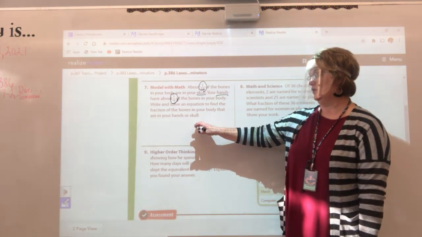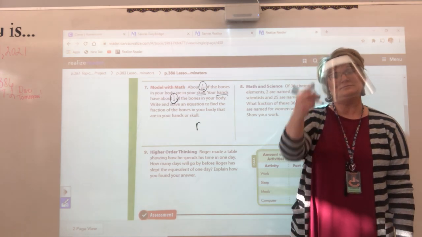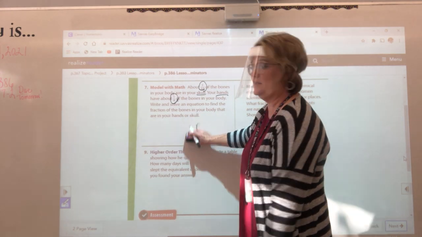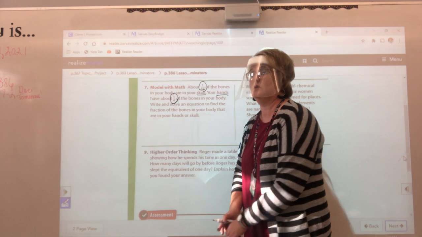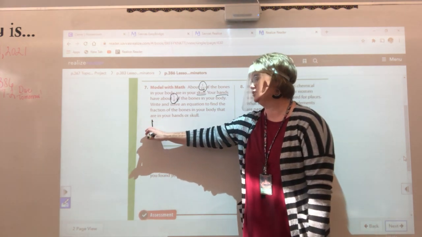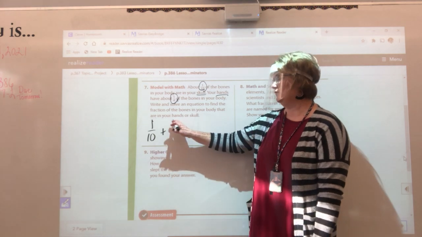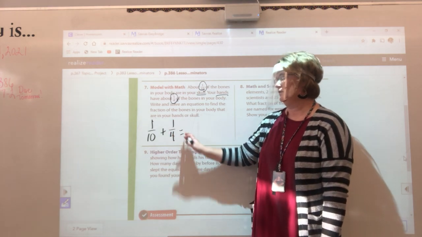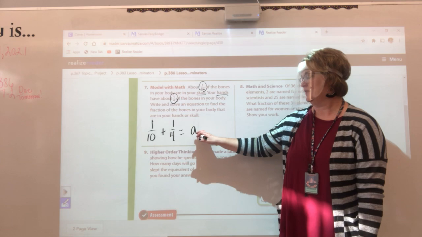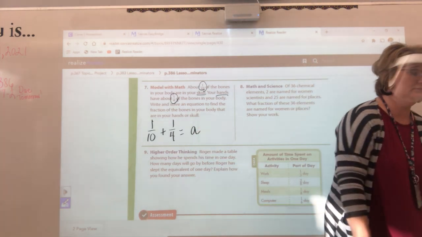You want me to write R? That's the equation? I need more than that, Brooklyn. Hands plus skull equal a letter. Yes, there's your skull. Plus what? 1/4. A. You don't have to use A.